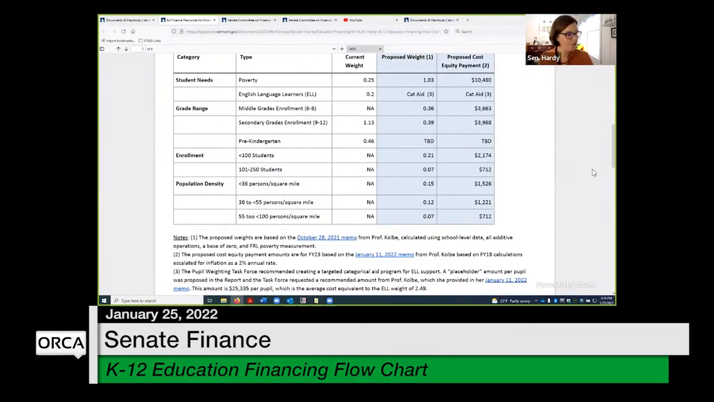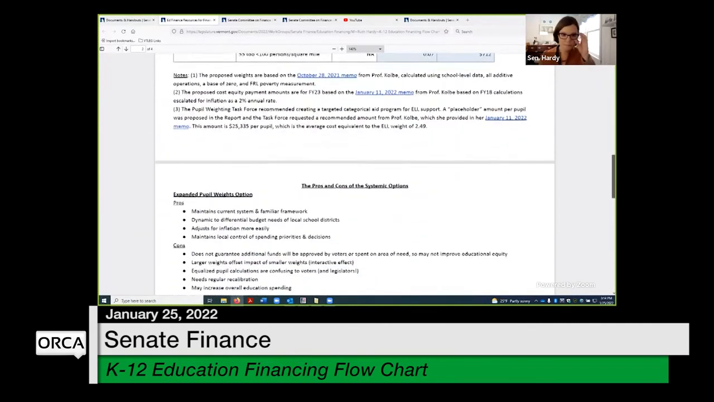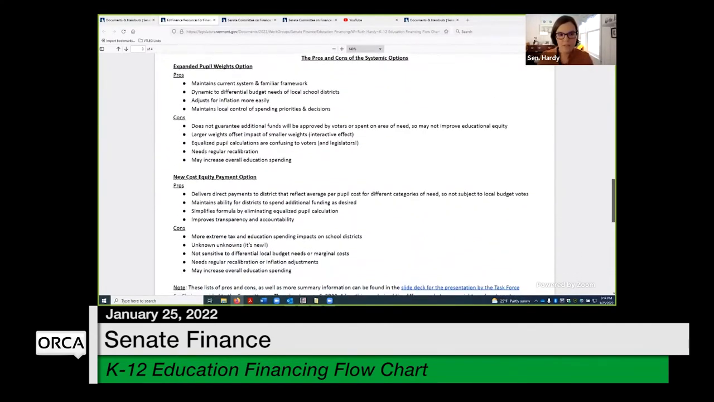And then if you scroll down again, Faith, I was asked to put together a pros and cons chart for weights and cost equity payments. And this was in the presentation that Representative Kornheiser and I did for this committee and the education committee. And there certainly are nuances to all of these things. And one can argue both sides of it for sure, but we did our best to try to come up with pros and cons of the weights versus the cost equity payment.